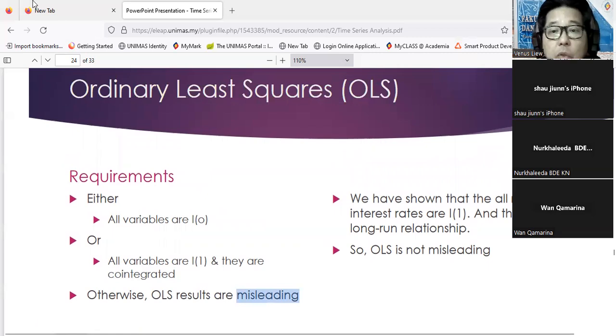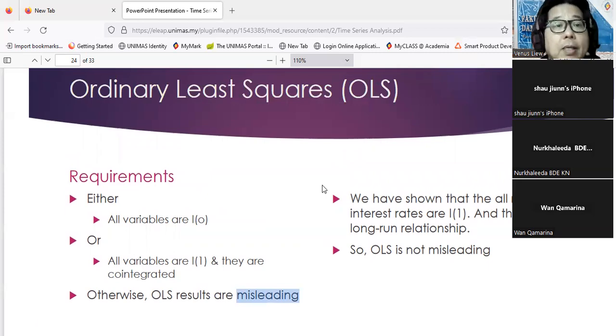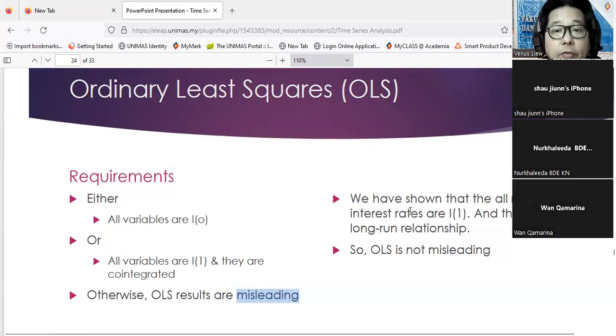Now, related to our real interest rate data of the 4 countries, we have shown that they are all I1 variables. We have also shown that there is a long-run relationship between the 4 variables. Therefore, we can continue to do ordinary least squares without any misleading findings.